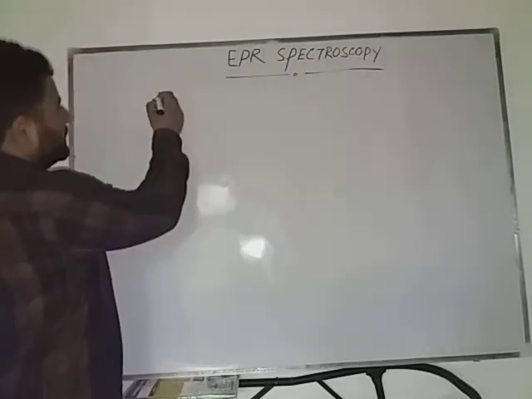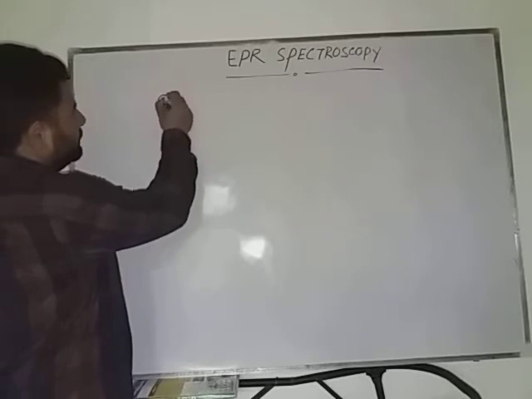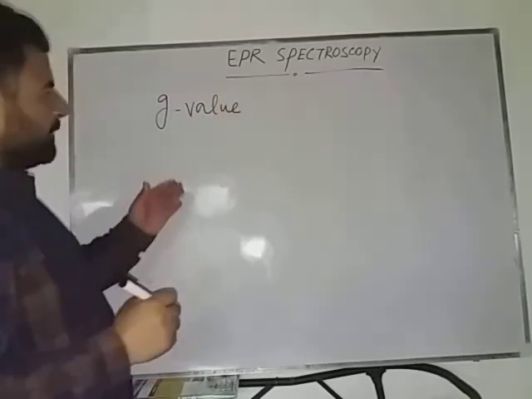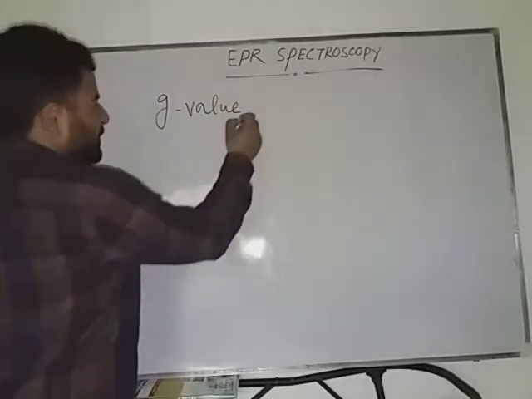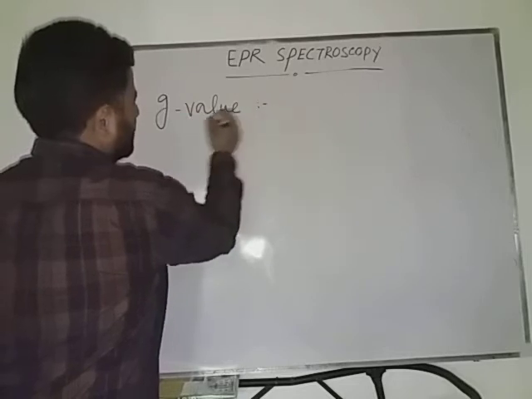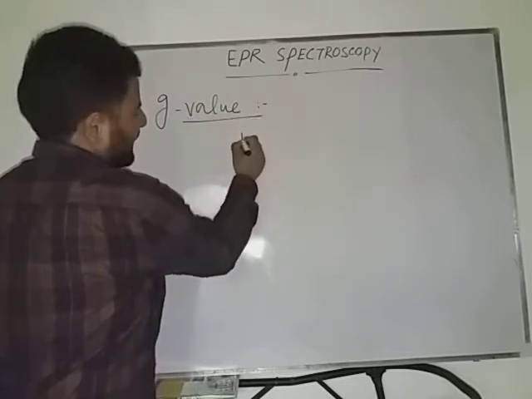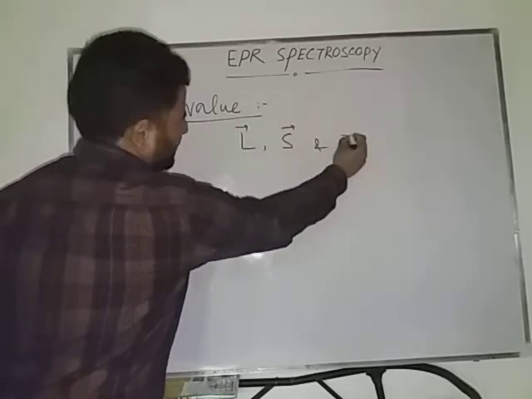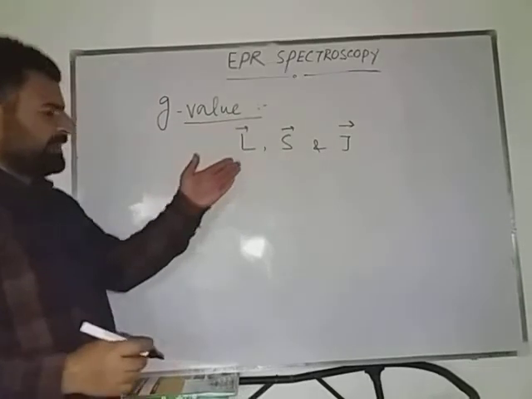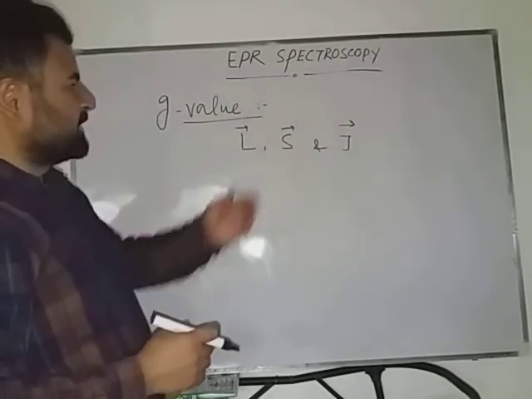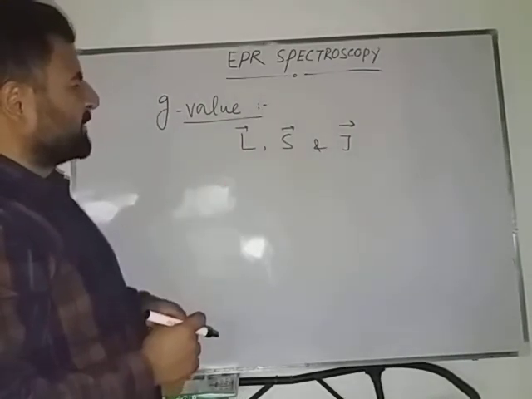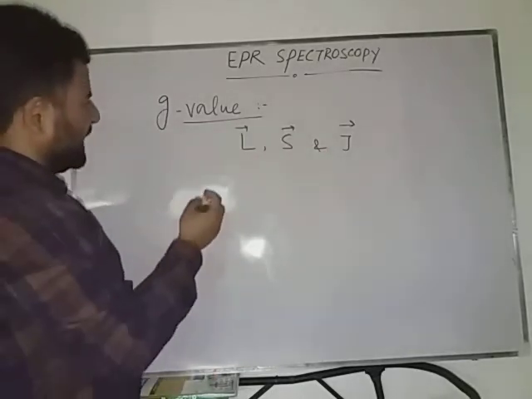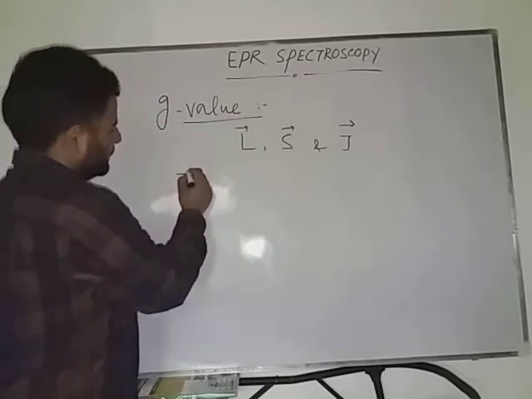So now we will write this G value. We will represent this G value in terms of L, S and J vector. L is the orbital angular momentum vector, S is the spin angular momentum vector, and J is the total angular momentum vector.